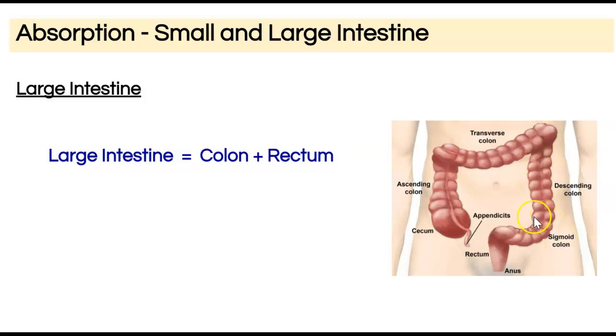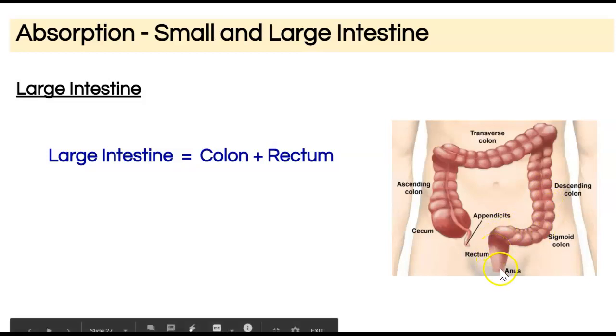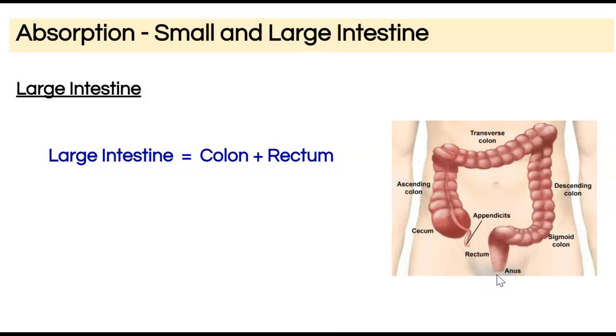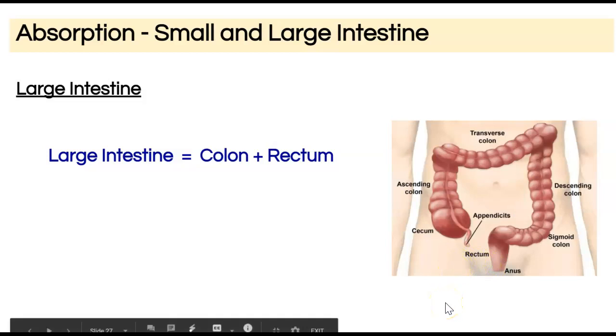Now the sigmoid, a sigmoid structure I think means kind of curvy or S-shaped. So you can see how it has to curve around to reach the rectum, and then eventually the anus, which is also a sphincter. Now we're not going to talk about egestion or elimination because I think it's fairly straightforward. There's not a lot to talk about. The anus is a sphincter, and that's about all there is to talk about at this level.